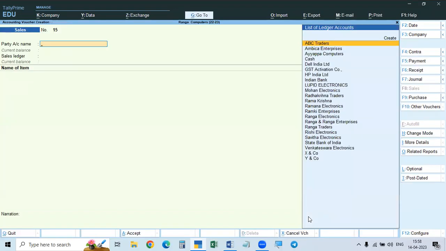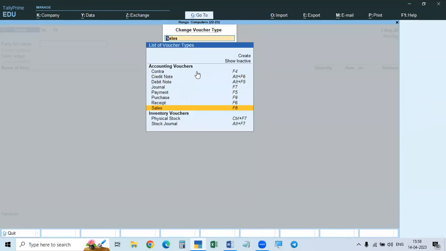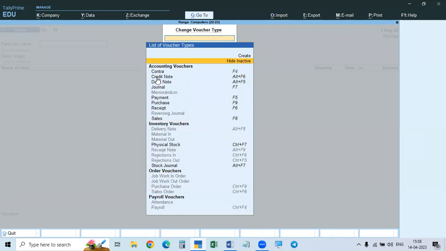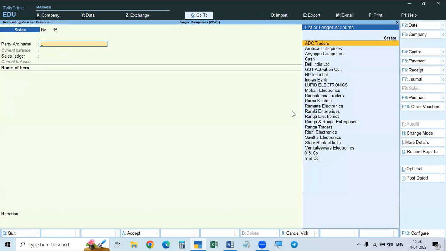So in vouchers, we have to enter in the credit note voucher. If the credit note voucher is not already activated, you have to go here and select inactive also. It will be shown as inactive, so double click and it will open. The shortcut key is Alt F6, or you can go to the receipt voucher, F6. Click there and it will show Alt F6.